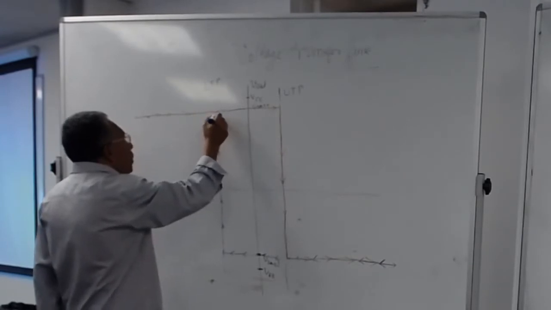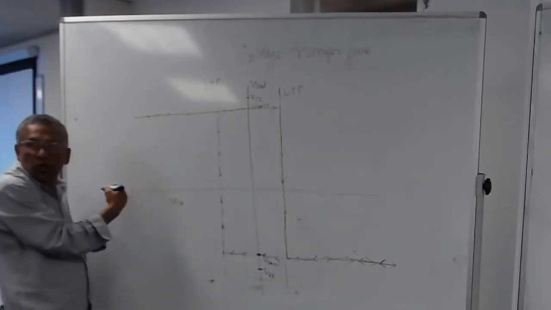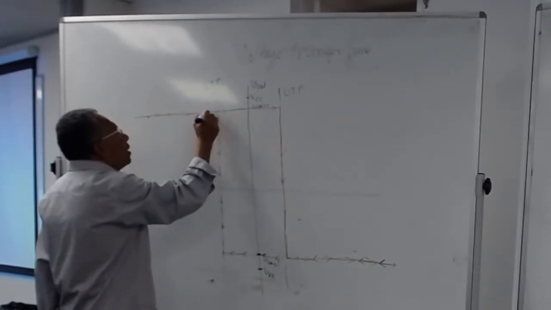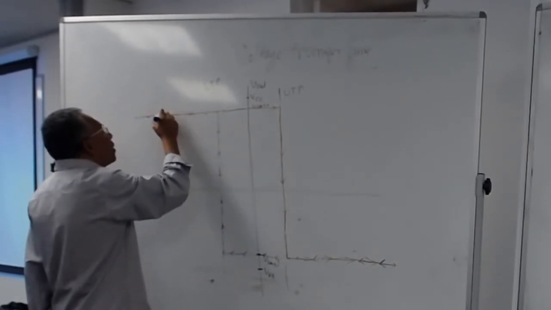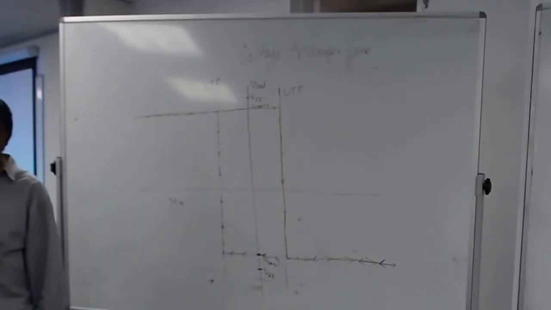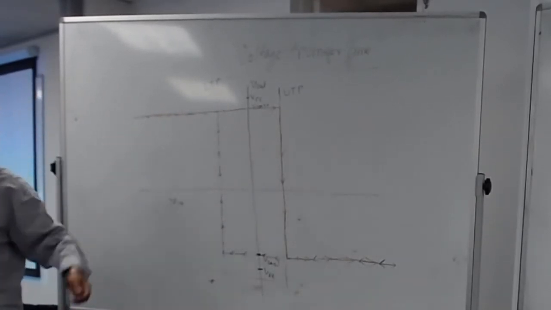And then what will happen? I'm going this way, I'll go back this way. So I go up and then I'll go this way. I'll keep going forever, you know, until whatever.